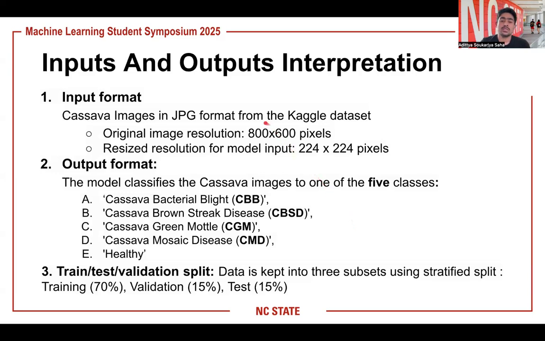The input is that the Kaggle dataset has the images in JPG format. The original image resolution was 800 by 600 pixels, and these have been resized for model input to 224 by 224 pixels for the baseline model, and for the upgraded model, it was 299 by 299 pixels. The output is just the 5 classes of the cassava leaf images. We also did a train, validation, test split. The training data was kept at 70%, the validation was 15%, and the test was 15%.